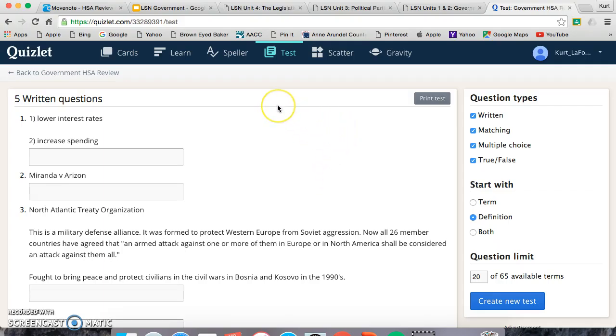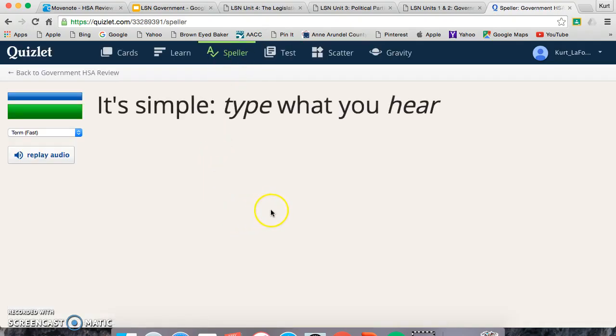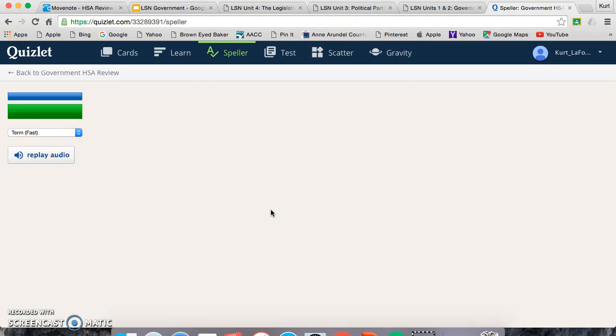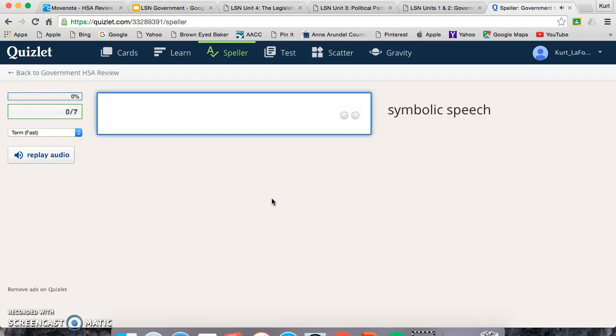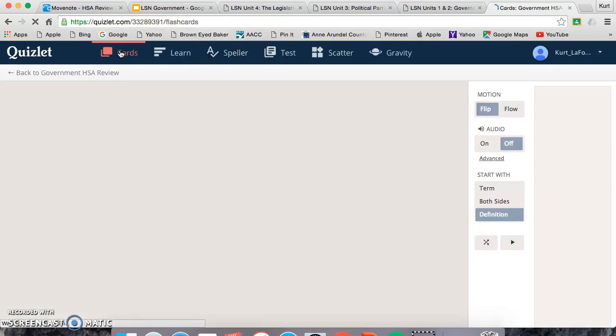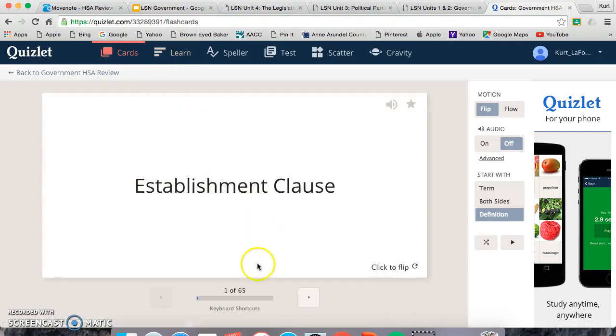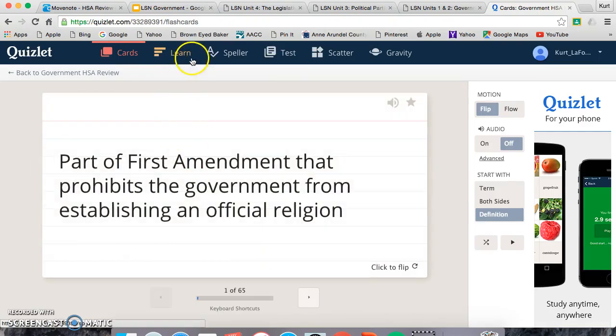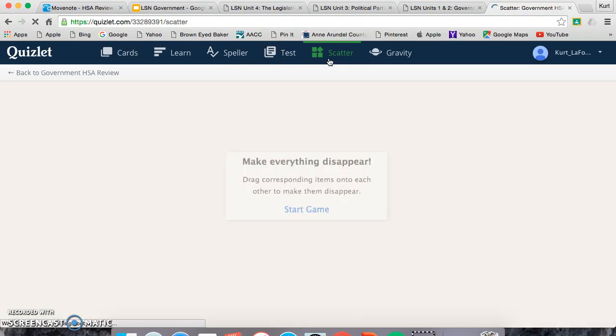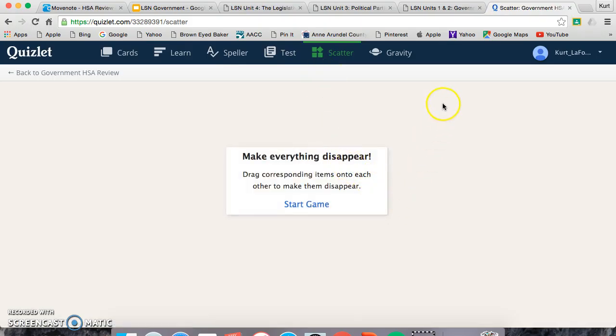For my 504 special ed students, Speller is huge. They enjoy it, and it helps them. They can use the replay audio. Flashcards have been helpful for 504 and SPED kids. The scatter has been helpful for them as well.